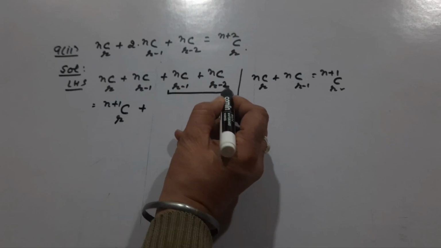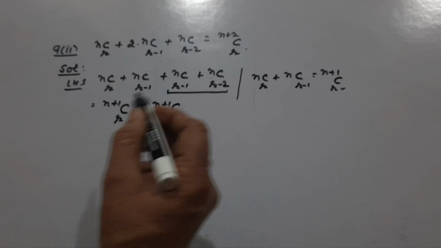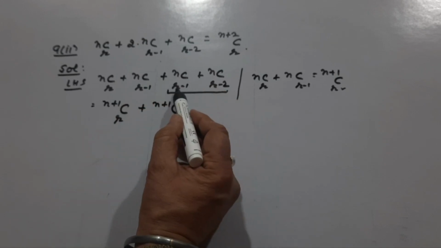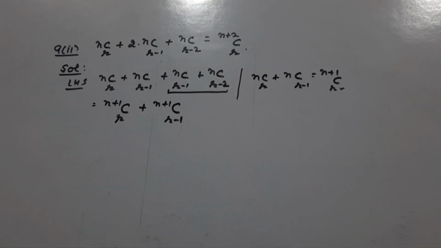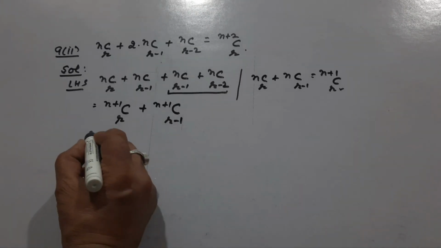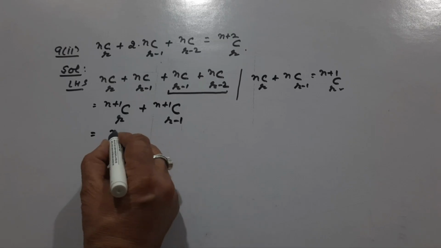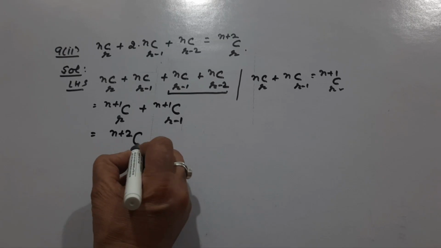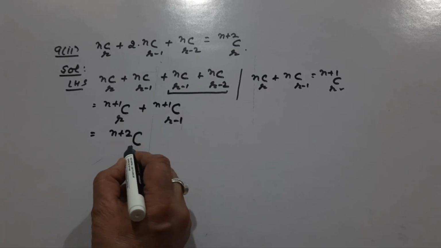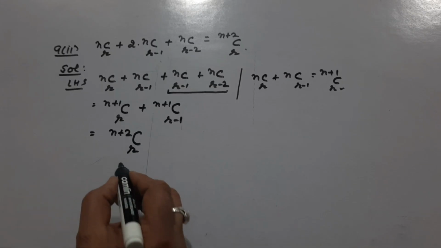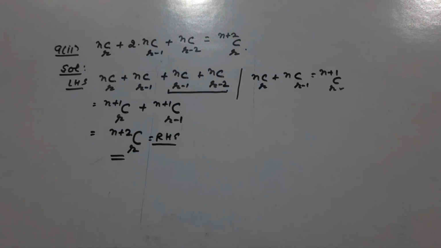Now applying the same property over here. Here we have n, so we write n+1C. Of the numbers r-1 and r-2, r-1 is greater, so we write n+1Cr-1. Now applying the same property, we can write n+2C. Of the numbers r and r-1, r is greater, so we can write n+2Cr, which is equal to the right side. So students, hence proved.